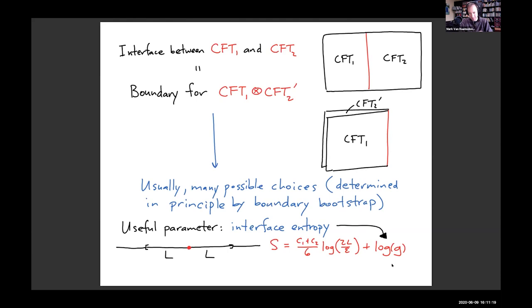Sorry, where does the two inside the log come from? Actually, I'll show you a holographic picture of where it comes from. I mean, if you do the CFT calculation with a replica trick, this is the answer that you get for a BCFT. In general, for a BCFT, it would be c over 6 log of 2L over epsilon plus log of G. And in this case, my CFT is this tensor product, and so the central charge is the sum of the two.